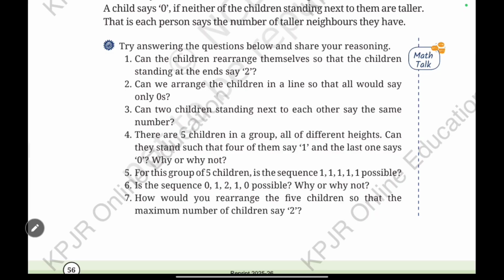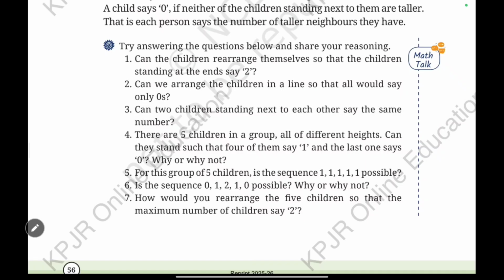Understood? Fifth question. For this group of five children, is the sequence 1, 1, 1, 1, 1 possible? So as we saw in the last question, the tallest child has no taller neighbor. Yes or no? The tallest child, will it have a taller neighbor? Is it possible? No. So it would have the value 0. The tallest child will have the value 0. It can't have 1. So this is not possible. Understood?